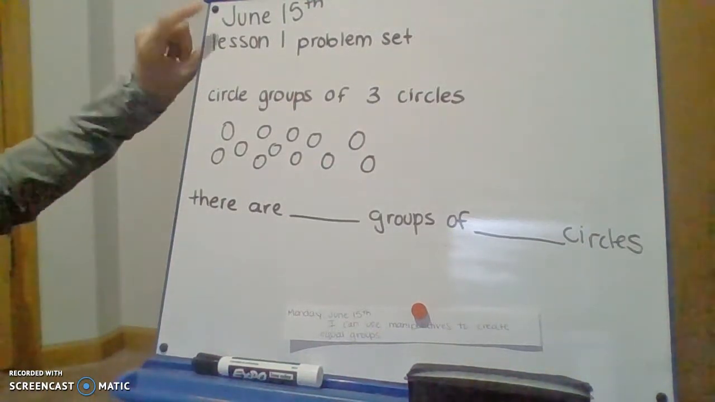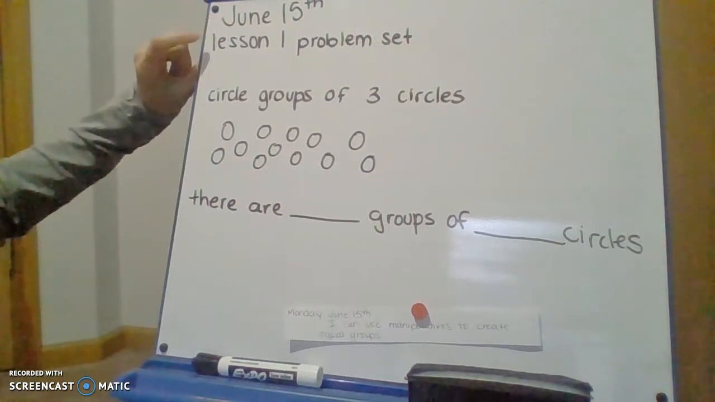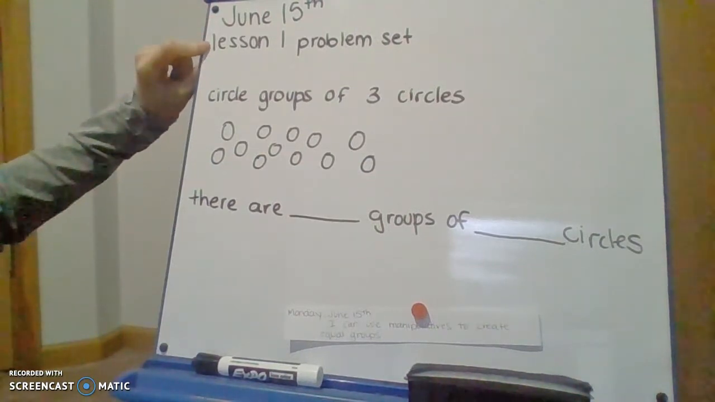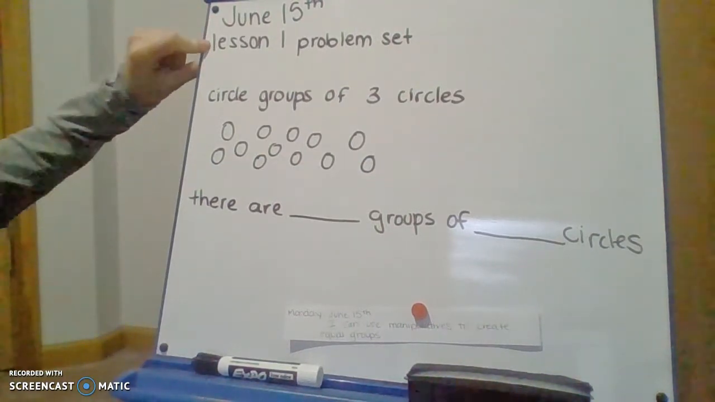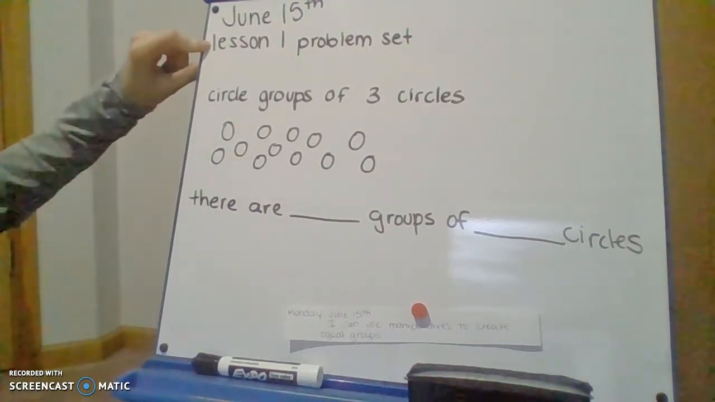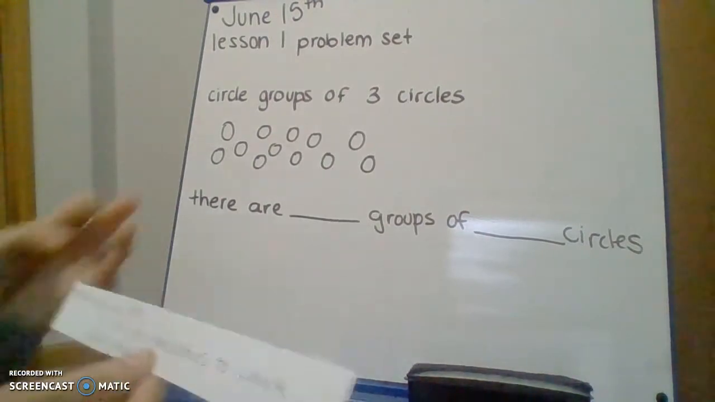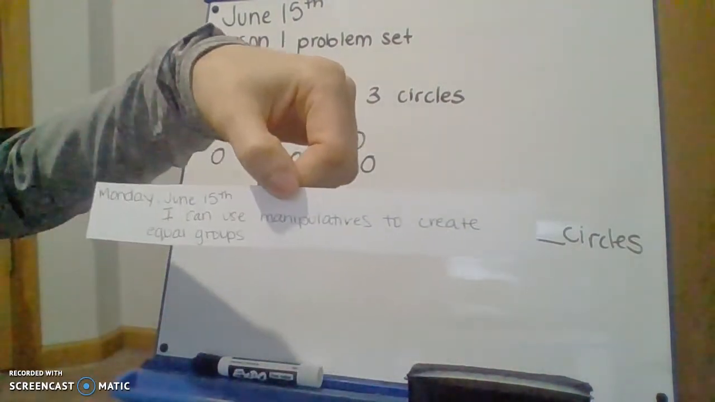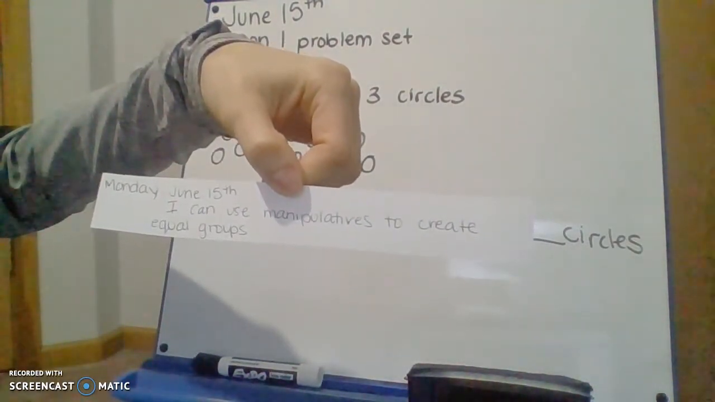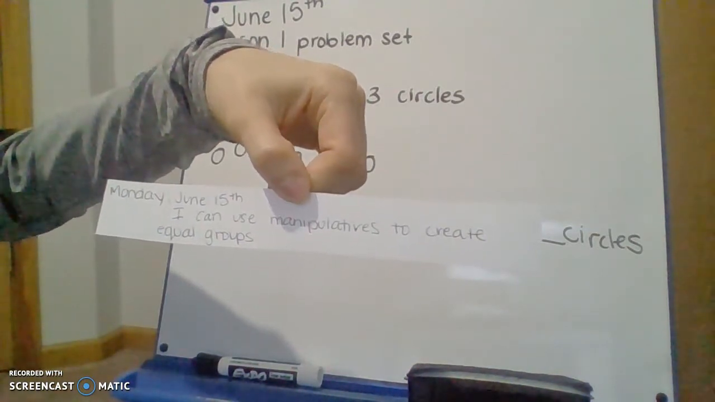We are on June 15th today. It's Monday. Today in your packet you will be on lesson 1, problem set. That's what it'll say at the top right hand corner. Your learning target for the day is I can use manipulatives to create equal groups.